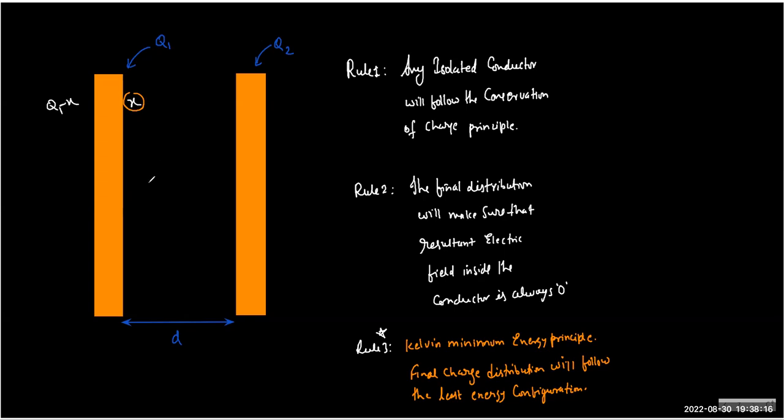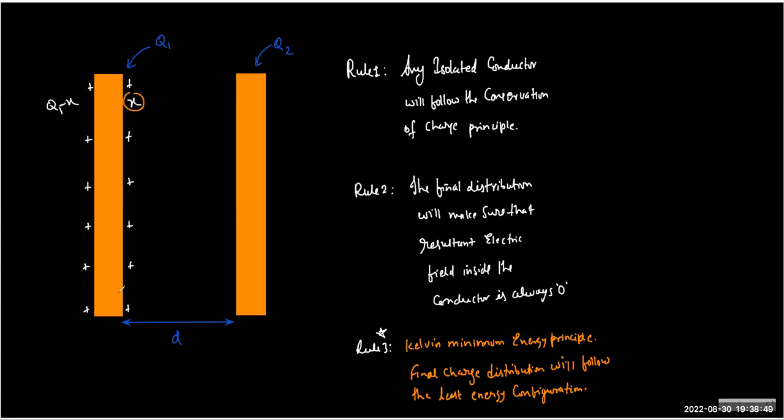Now again, D is very small, so we are going to consider this as two infinite sheets. So what will happen next? The charge X will create the field in which direction? Let's say X is representing some plus charge. So how will the field lines be? Field lines will always be perpendicular to the surface. At least it will begin like this.